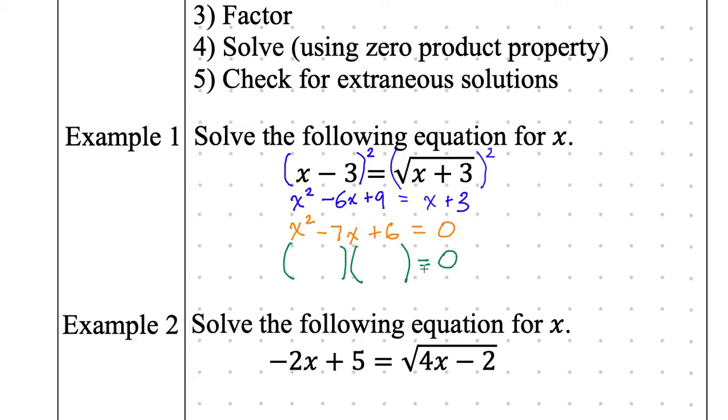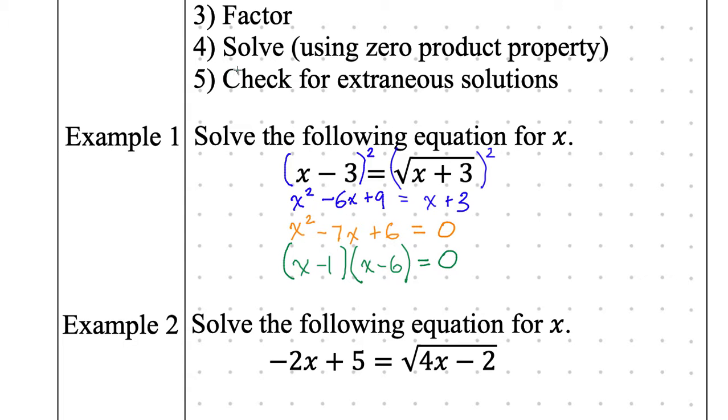Who's got it? What multiplies to 6? 2 and 3. 2 and 3 don't make 7. 1 and 6. 1 and 6 make 7. What happens? X plus 1. X minus 1. What multiplies to 6? Negative 1 and negative 6. There it is. Again, negative 1 and negative 6 add to negative 7. Negative 1 times negative 6 multiplies to positive 6.